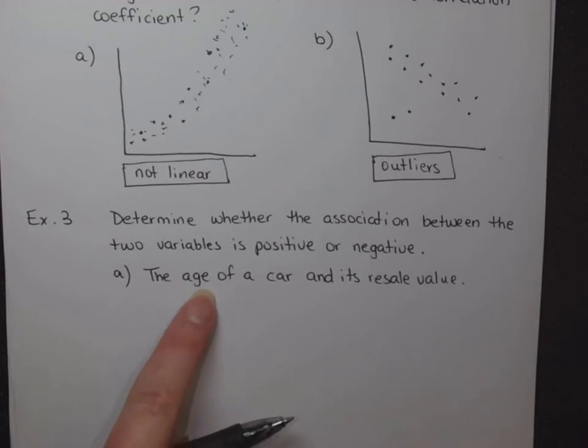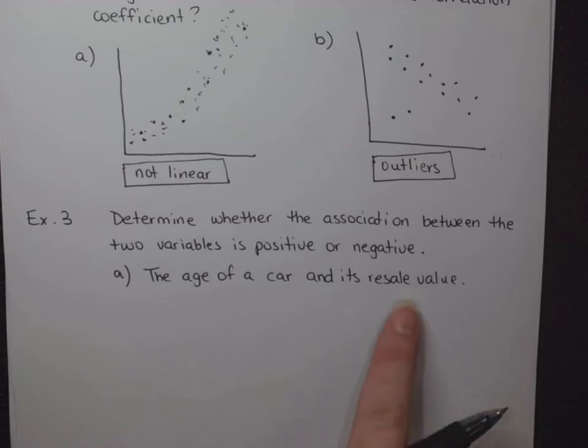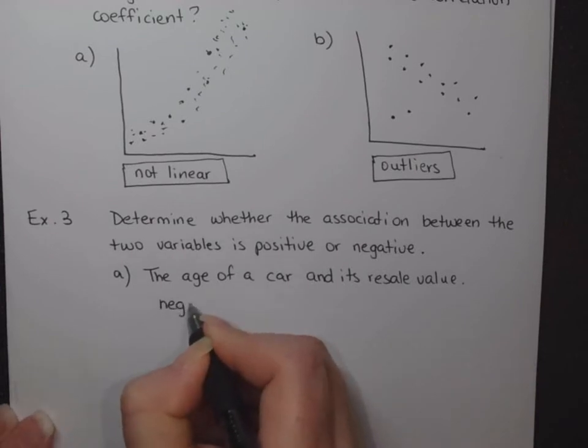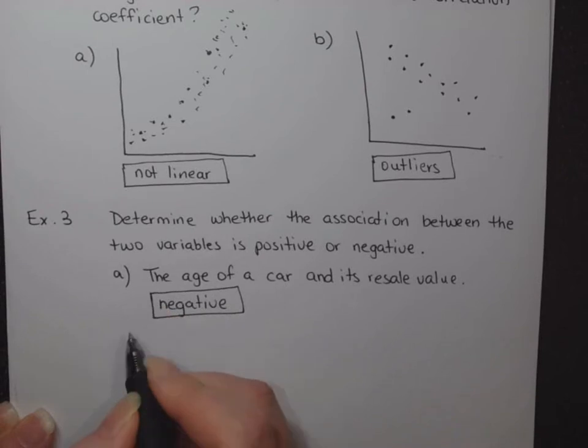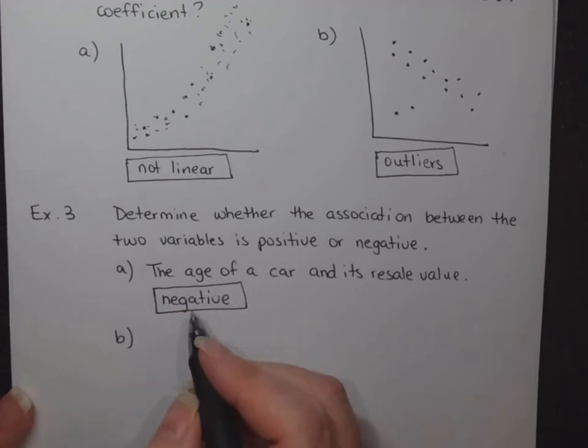Okay, so the question is, as the age of a car goes up, so as it gets older, in other words, does its resale value go up or does its resale value go down? And notice as one goes up, the other one goes down. So this is certainly a negative relationship. If they go in opposite directions, it's a negative relationship.